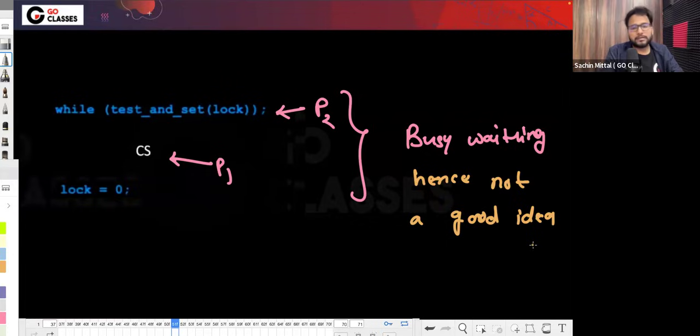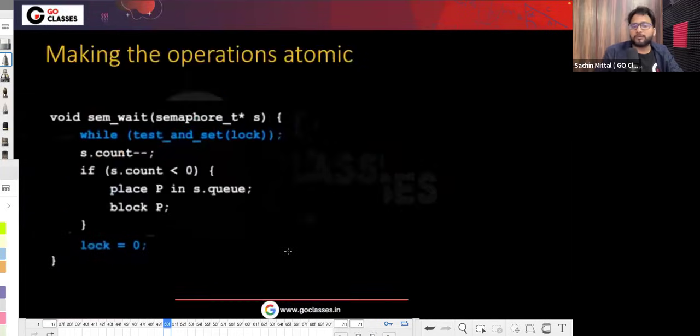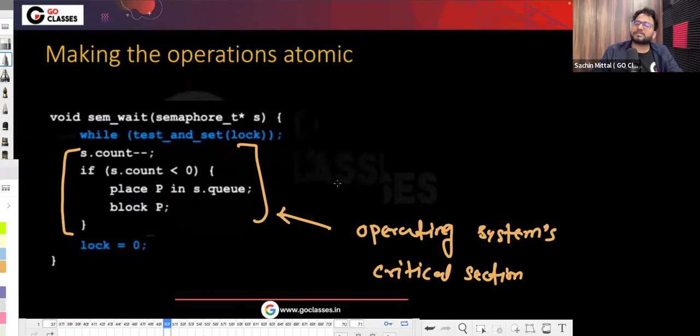But here I'm saying that if we use the same idea for the operating system code, then it is a good idea. What we were doing was for the user's critical section, I mean the program's critical section. But if you do the same idea for the operating system's critical section, which is OS code, then in this case it is a good idea.